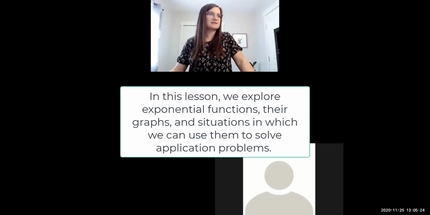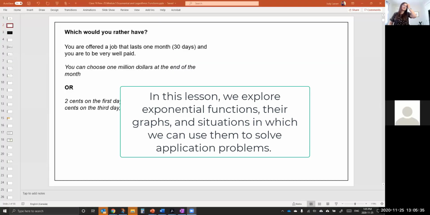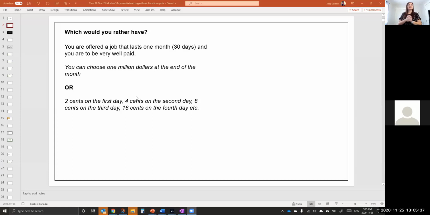So let's just start with this example here. You're offered a job that's going to last 30 days. You're going to be very well paid. You can work from home. You can either get $1 million at the end of the month, or you get 2 cents on the first day, 4 cents on the second day, 8 cents on the third day, 16 cents on the fourth day, and so on. But you have to choose right away on the first day that you are presented with this offer. So which one do you choose and why?